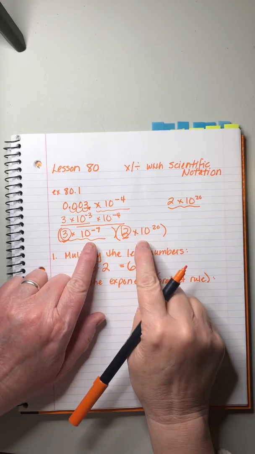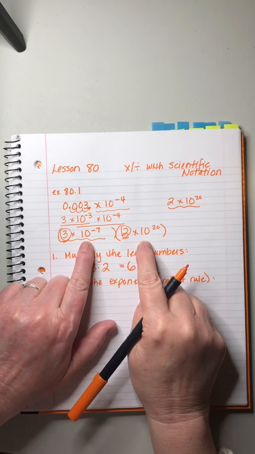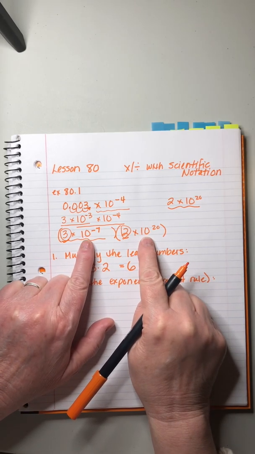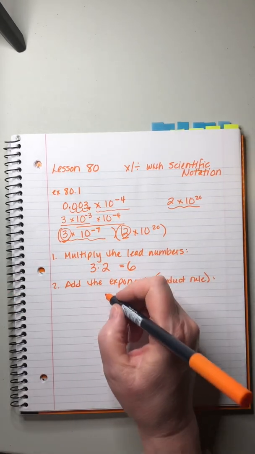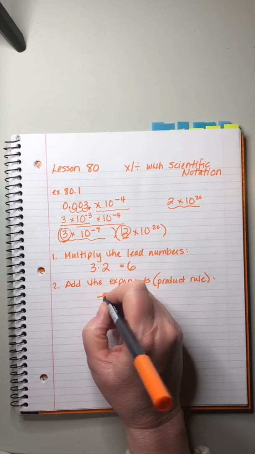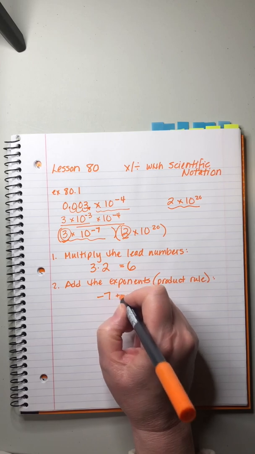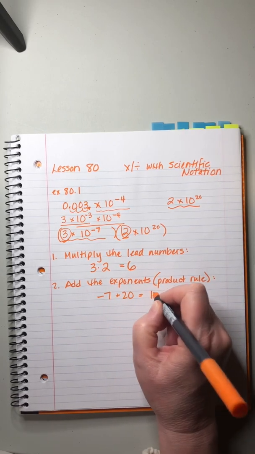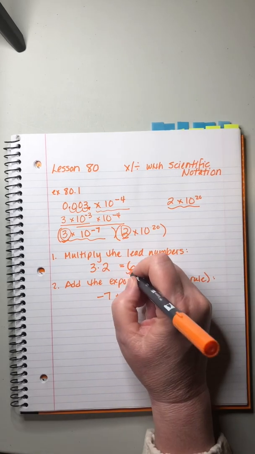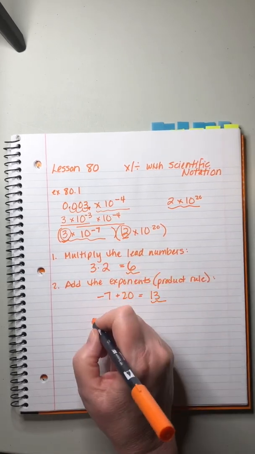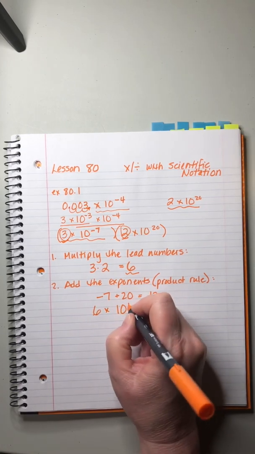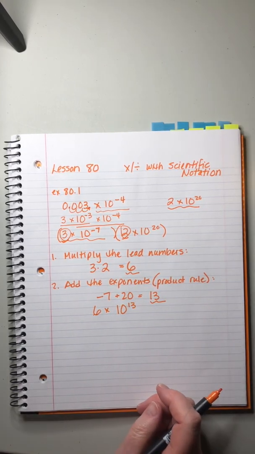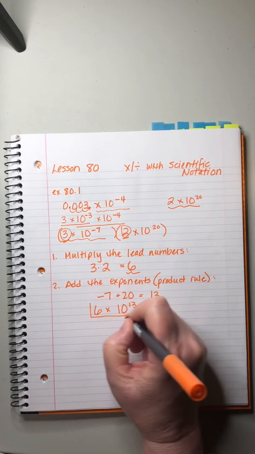So again, what we do, just like we did up here, we recognize we're multiplying 2 numbers that have 10 as a base, and those are the exponents, so we can add them. And we get, let's see, it's minus 7 plus 20. That becomes 13, right? Now we take this, and look how we use them. 6 times 10 to the 13th is our final answer. Yay, and it's right.